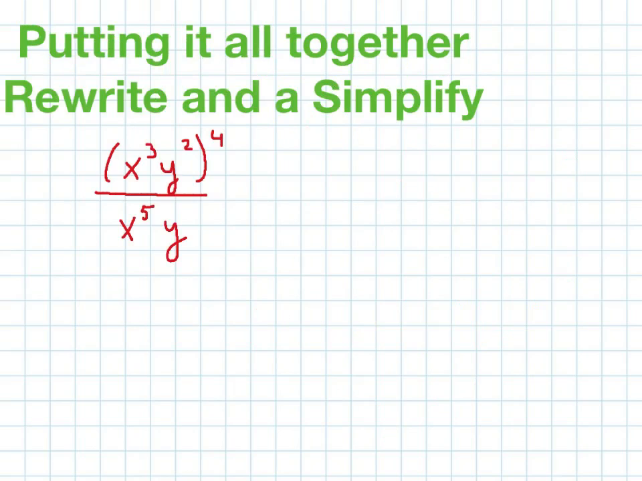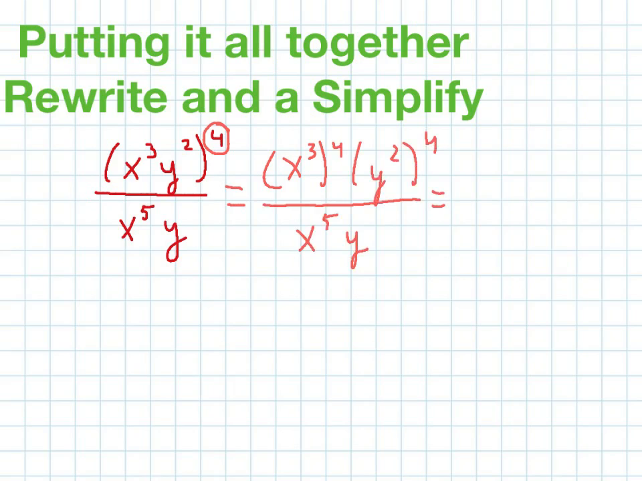Alright, putting it all together. So now we're going to combine this new rule with the rules we learned previously, and the idea of rewriting and simplifying, so not going straight to a simplify. So the idea here, first I want to use my power of a power because I need to take care of this. So first thing I'm going to do is think about this as being, remember, x cubed to the 4th times y squared to the 4th over x to the 5th y. So I am doing some rewriting here to get x to the 12th, y to the 8th, over x to the 5th, y.